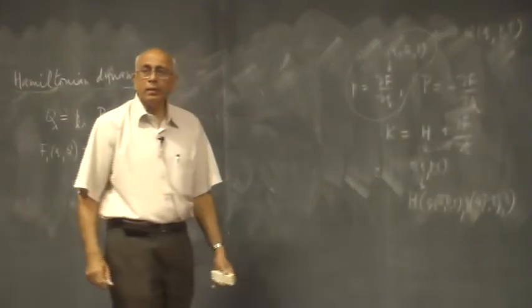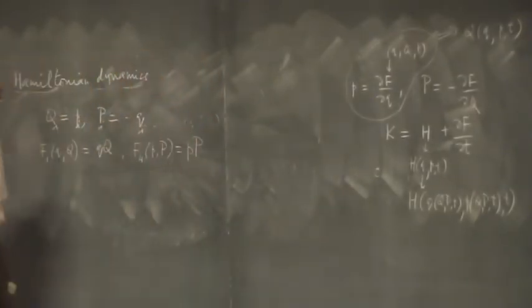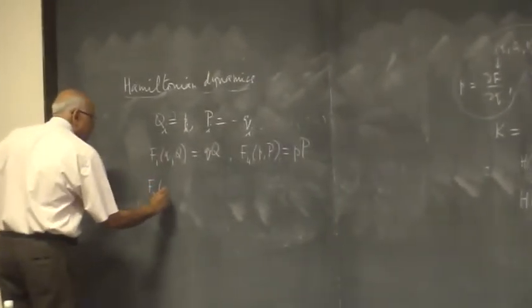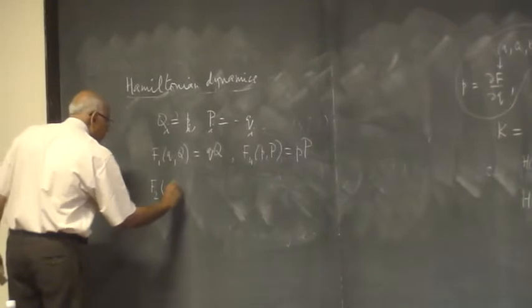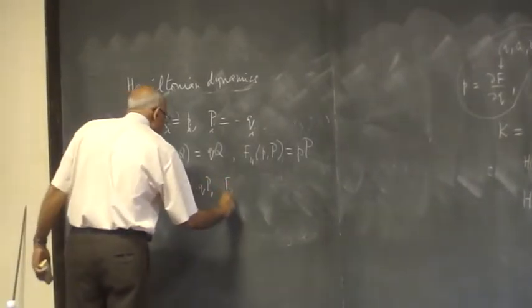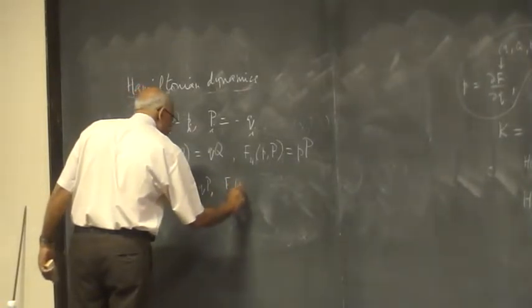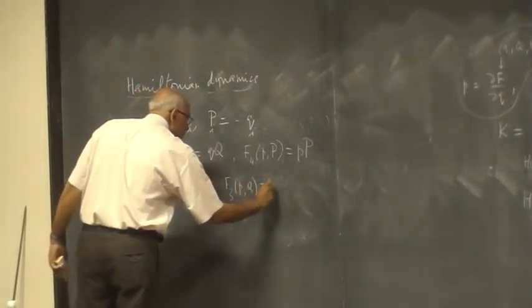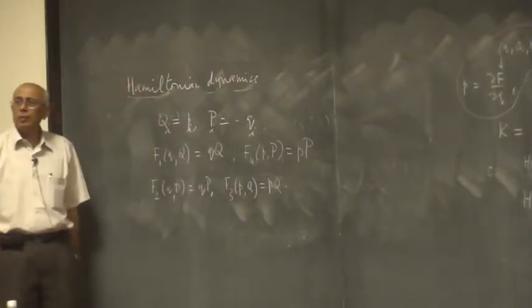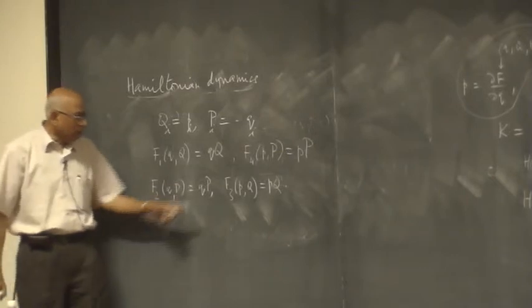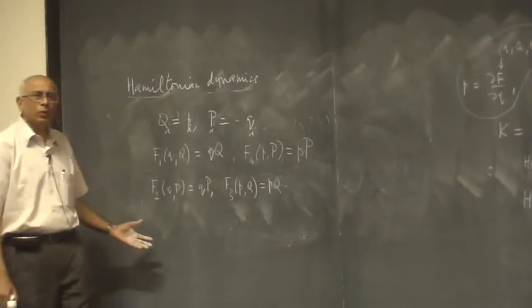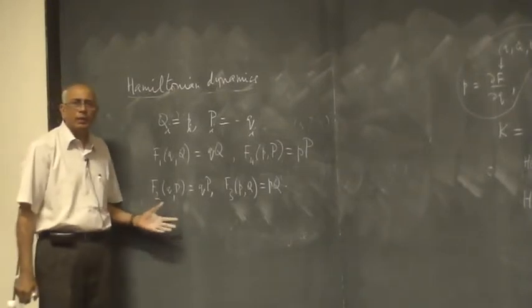I urge you as an exercise to try and see what happens if you invent a type 2 transformation which is f2 of q equal to q, and a type 3 transformation. So check this out as a homework problem. Use this as a generating function and see what happens. Does anyone know the answer? Play with this.